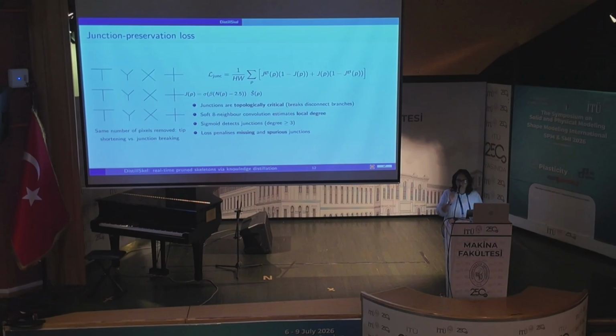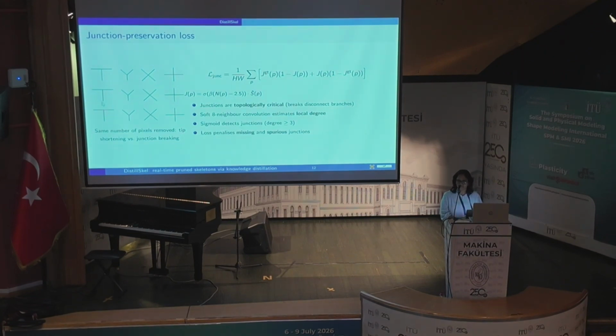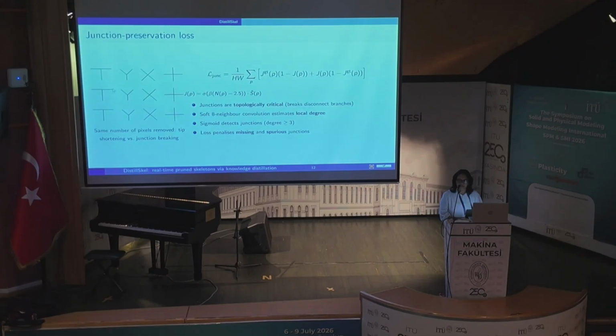So this is why a junction preservation loss is important. This figure shows T, Y, X and plus junctions. You can see these red pixels show the removed pixels. In this case, we have lost 3 pixels from the endpoints. The same 3 pixels are lost from the junctions. But for skeletonization, this is more catastrophic. Losing 3 pixels from the junction leaves a structure disconnected. So this is more catastrophic, but binary cross entropy loss alone will treat them equally. It will consider them as 3 missing pixels.